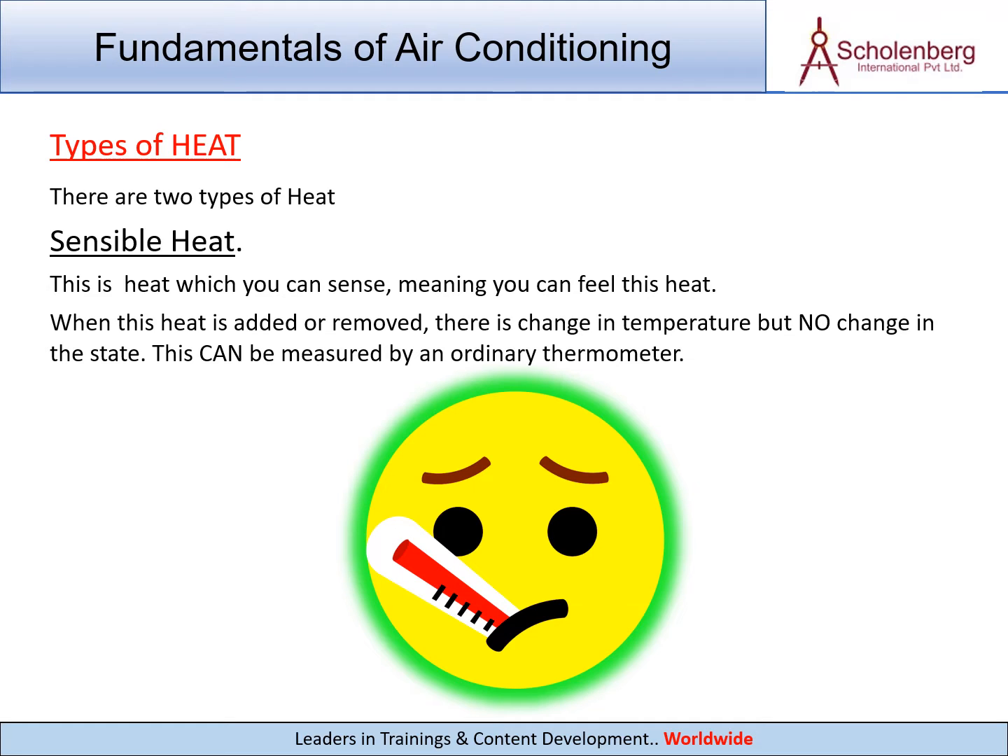Types of heat. There are 2 types of heat. Sensible heat. This is heat which you can sense, meaning you can feel this heat. When this heat is added or removed, there is change in temperature but no change in the state. This can be measured by an ordinary thermometer.